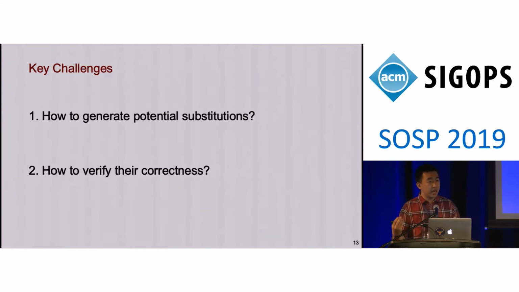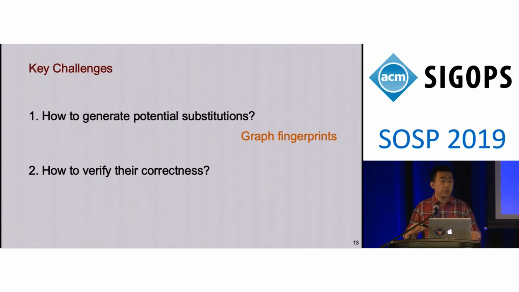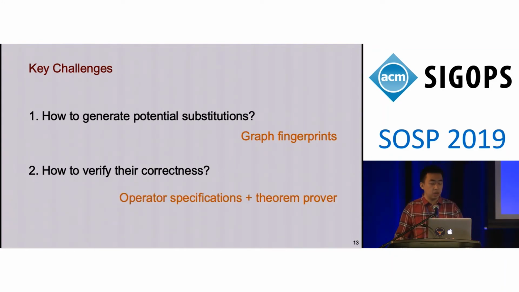So there are two key challenges in TASO's approach. First, how to generate these potential substitutions, and second, how can you verify the correctness of these substitutions? And we use graph fingerprints to generate potential substitutions. And we use operator specifications plus a theorem prover to formally verify the correctness.